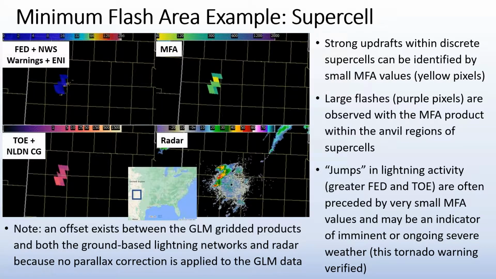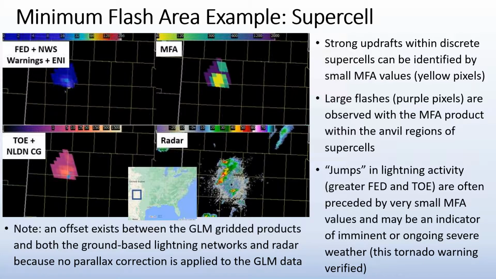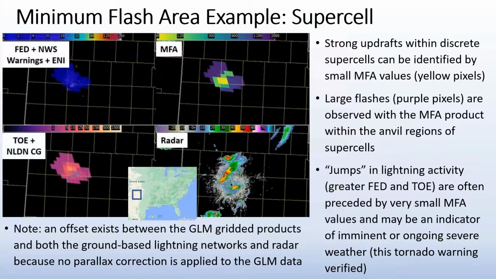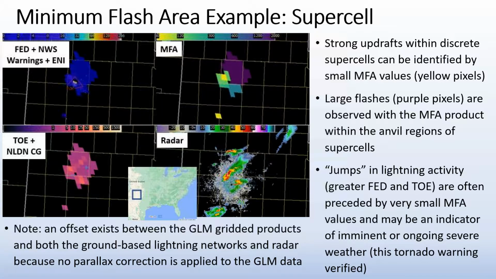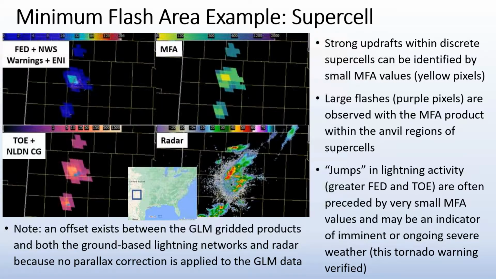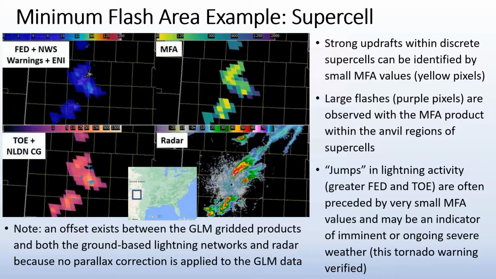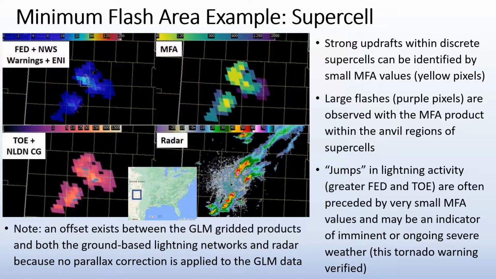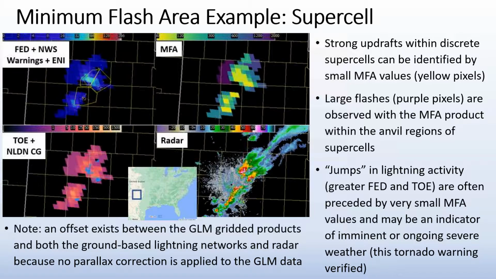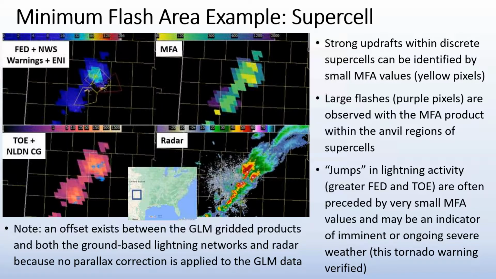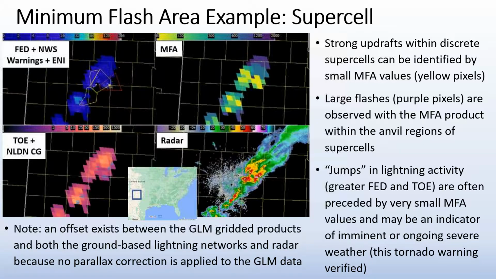So this is another example of the usefulness of minimum flash area. This is an example of just more discrete convection or supercell. Before we get into the details, I want to make a note that you may notice a bit of an offset between the ground-based lightning networks, which are plotted here, and the GLM gridded products.